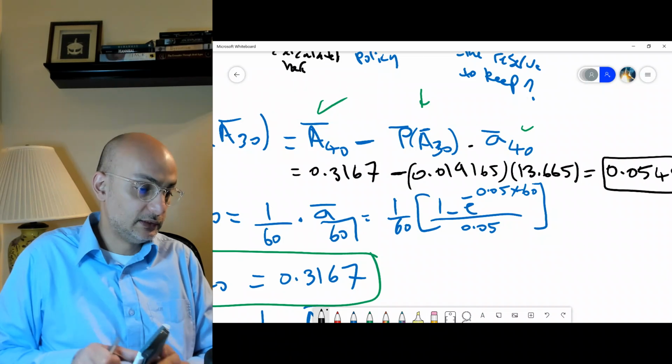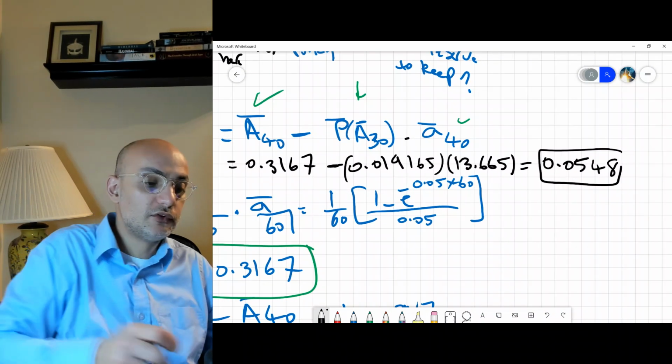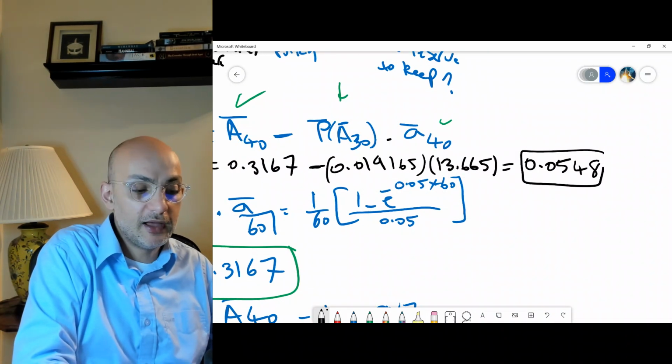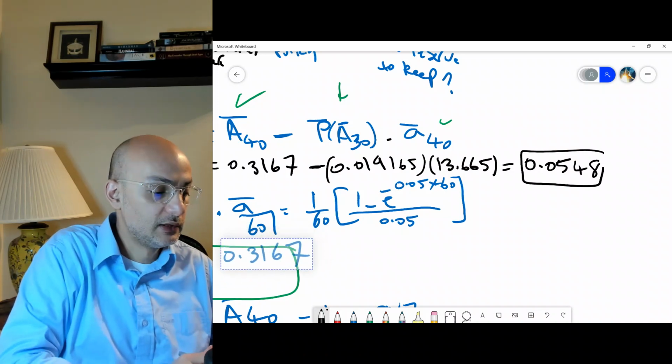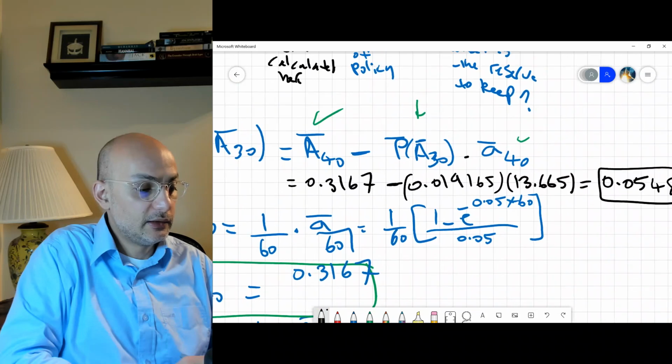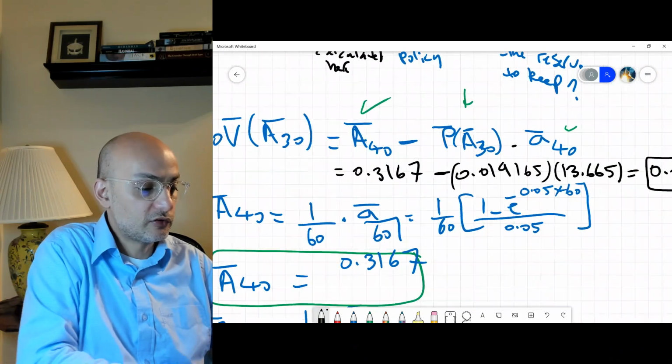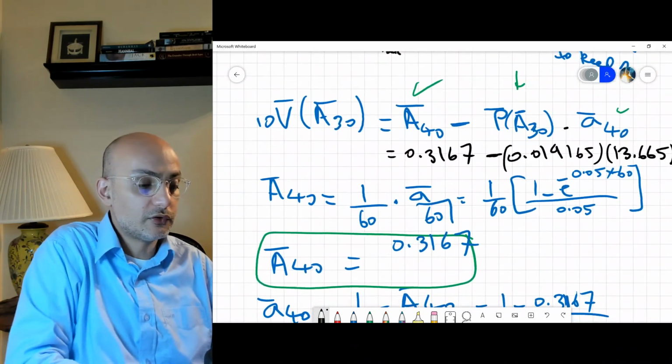Correct, yeah, that's correct. So the reserve you need for every $1 of insurance at time 10, you need to have 5 cents for every 1 unit of insurance, right? You need to reserve this one. Now this is straightforward. You put the rule and then you look for what you have.